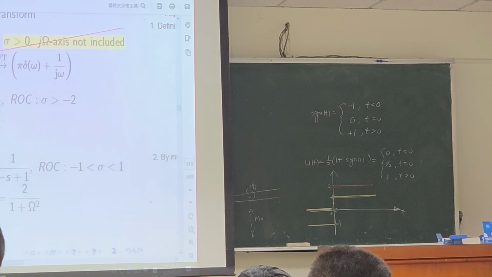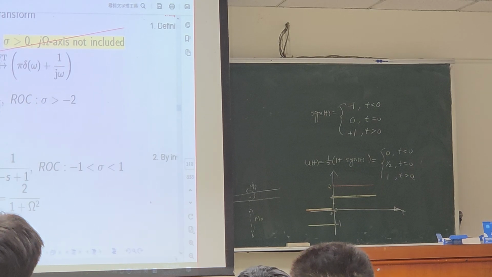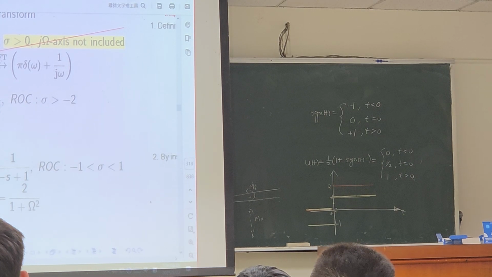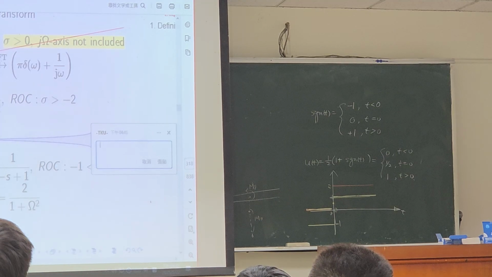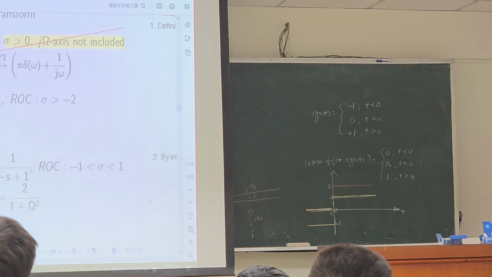And in this case, its Fourier transform is simply 1 over s plus 2, but replace s by j omega. Okay? So we just consider the frequency on the j omega axis. So it becomes 1 over j omega plus 2.